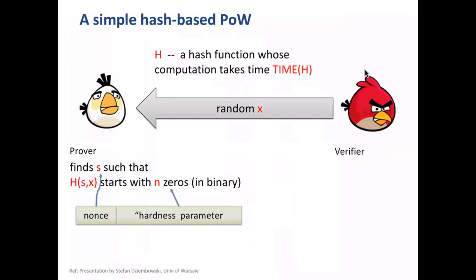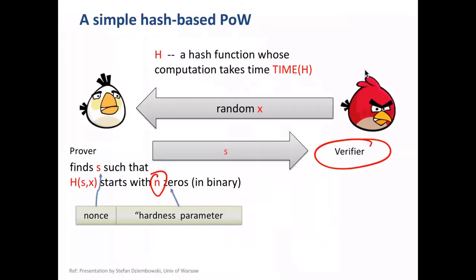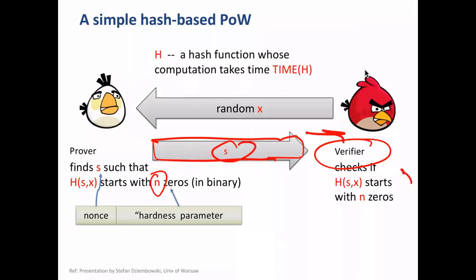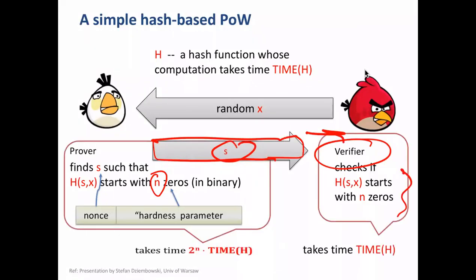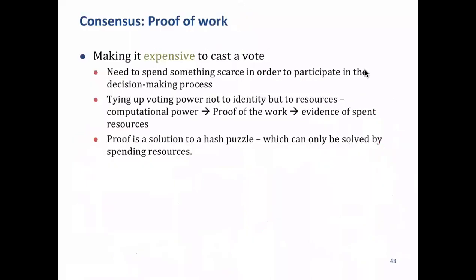Now the verifier can increase the hardness of this problem by changing the value of n. And then when the prover finds s, it sends it to the verifier, who will check whether it's correct or not. If it's correct, then the whole process goes on. So the time taken to find this s is 2 raised to the power n times more than just finding the hash of any string. Okay, all right, any question?